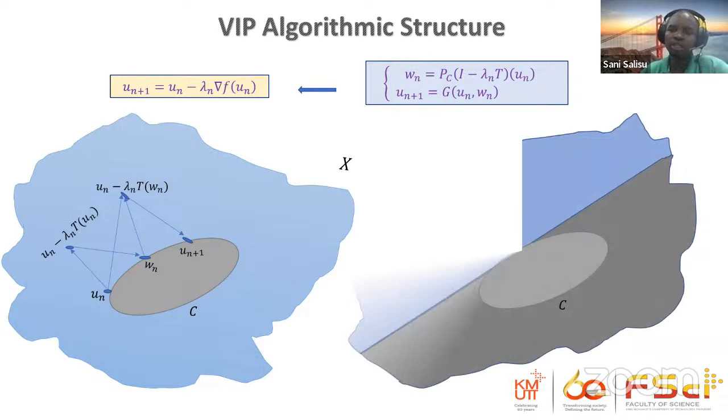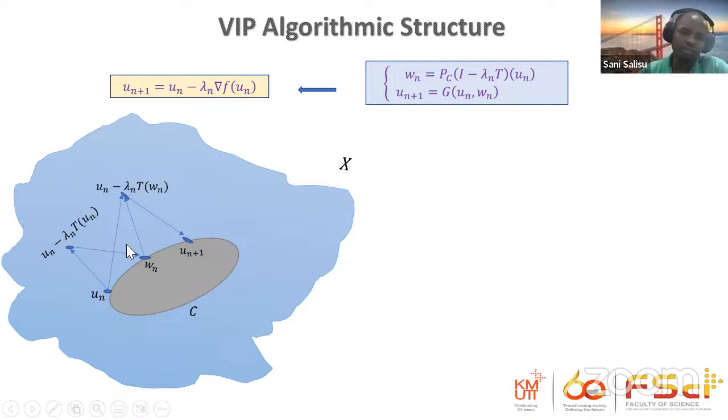Another way of it, for the first one, a classical iterative algorithm that can be found in the literature is the extragradient method due to Korpelevich. Of course, it takes this form, where you see this operator here is nothing but P_C of U_n minus lambda T(W_n). And that's very interesting. So this is what we have.